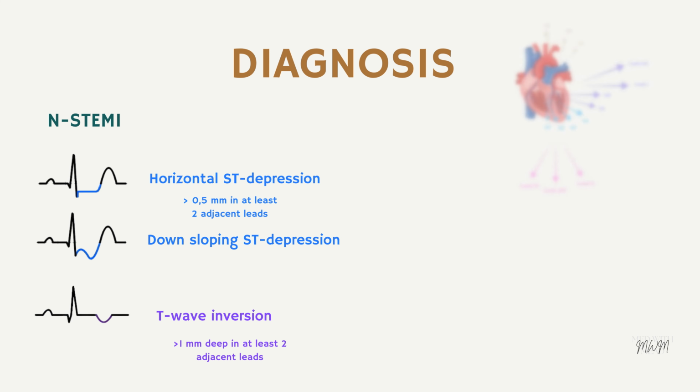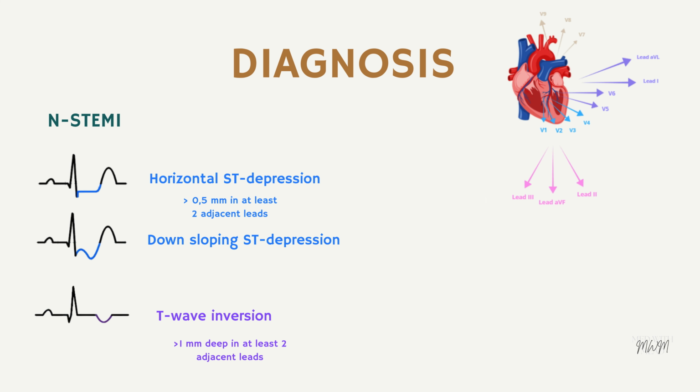Now, when we say adjacent leads, we mean leads that look at the same area of the heart. For example, V1 to V4 cover the anterior wall, while leads 2, 3, and aVF look at the inferior wall. So the changes need to be consistent across neighboring leads to be significant.